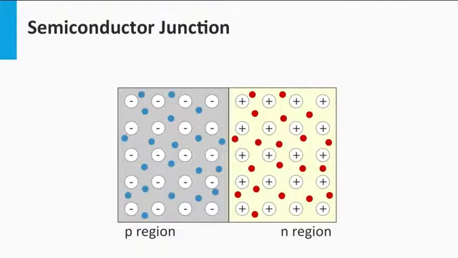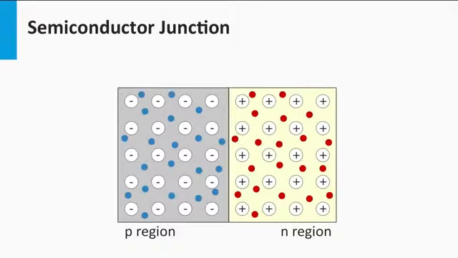Now we first consider the situation that this p-n junction is in the dark and is in thermal equilibrium. What will happen? How will the charge carriers be distributed over the p region and the n region? On the left, we have a majority of holes. On the right, we have a majority of electrons.